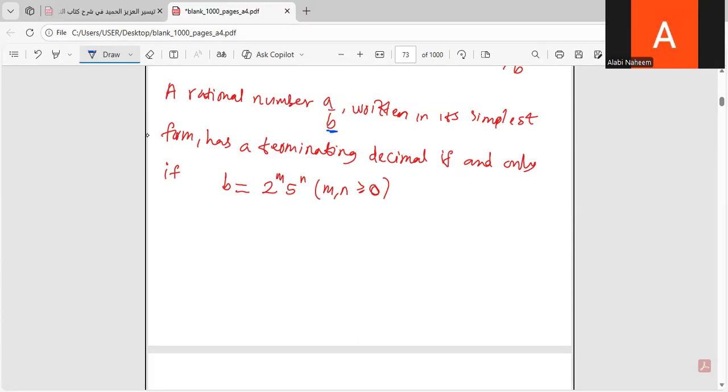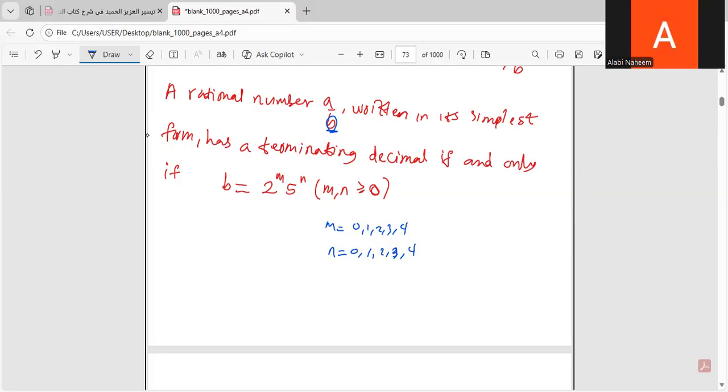So it means once we have a rational number in its simplest form, what should we look out for? Look out for the denominator. In this case, it is B, right? Denominator is B in this case. So to have a terminating decimal, if and only if this B satisfies this condition. What's the condition? That B equals 2 to the power m times 5 to the power n, where m and n are greater than or equal to 0. That is, m can have any value from 0, 1, 2, 3, 4. And n can also have values like 0, 1, 2, 3, 4.